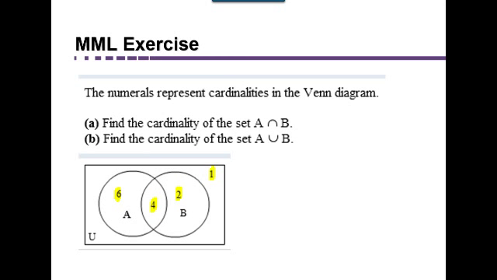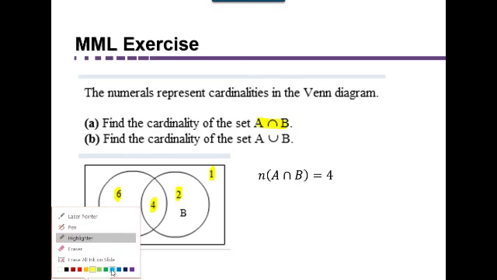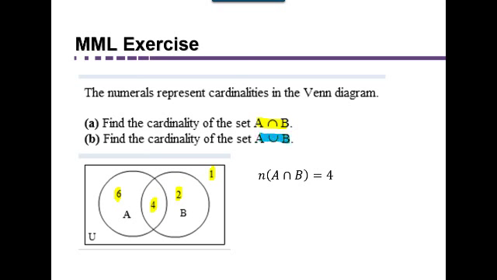So if you're asked to find the cardinality of set A intersect B, then we're just looking at the overlap between A and B. Remember, upside down U means intersection, which is overlap, what they have in common. So the number of elements in A intersect B is 4. If you're asked to find A union B, the right side up U means union. That means put everything together in the two sets. So we need to look at 6, 4, and 2. And so the number of elements in A union B is 12.